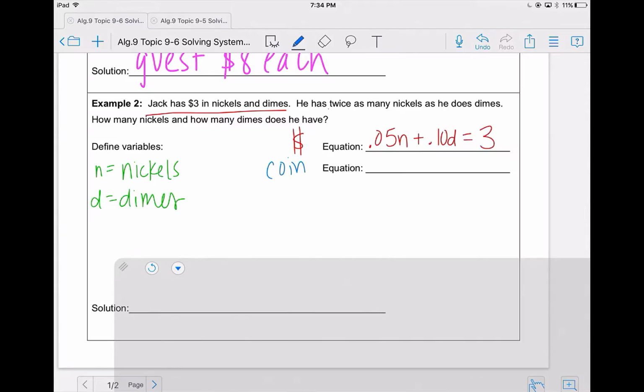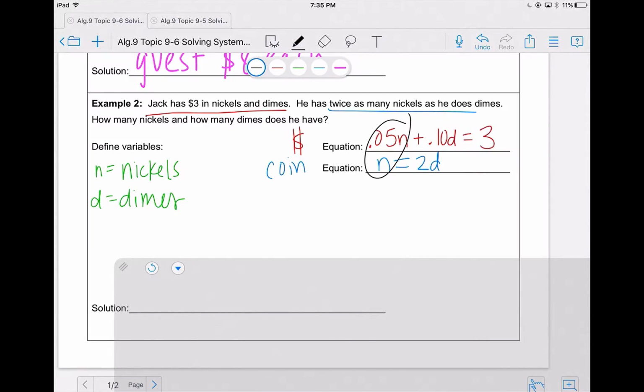With coins, there are twice as many nickels as dimes. So you need to ask yourself, twice as many nickels as dimes, which one has more? If I have twice as many nickels, my nickels are going to be more. So you're going to put nickels on the outside, and then you're going to put that your nickels are twice your dimes. He has twice as many nickels, so the nickels are twice the dimes.